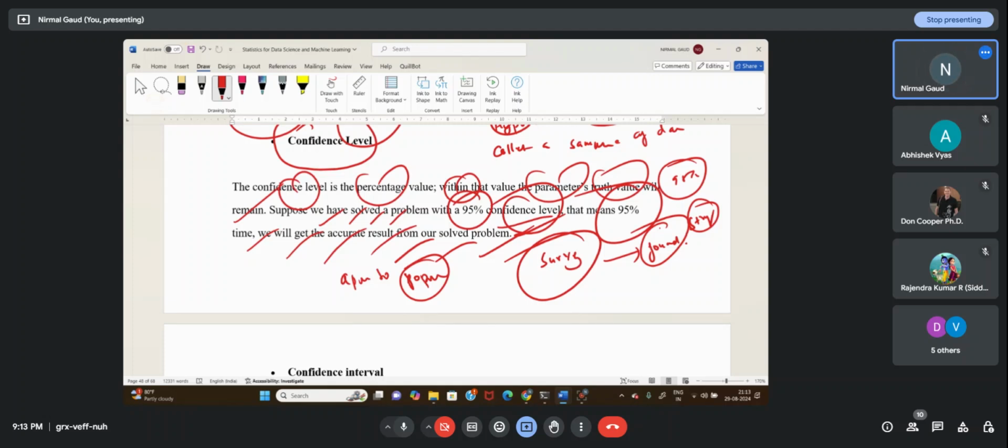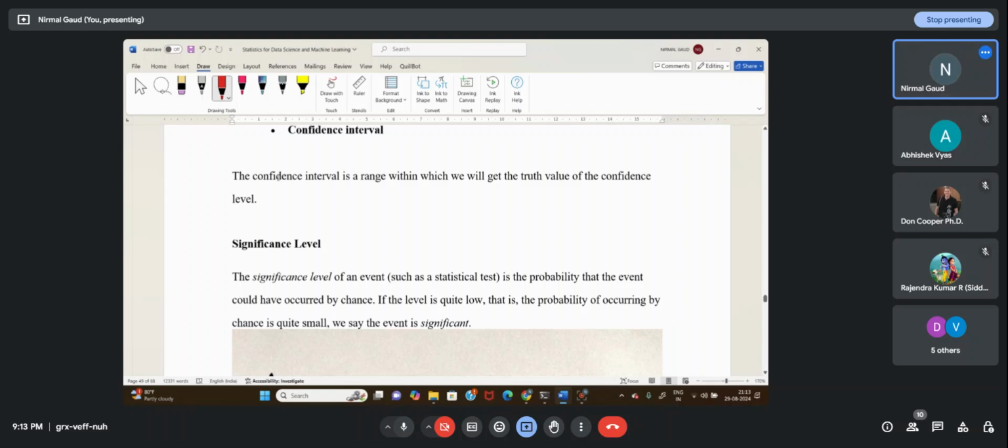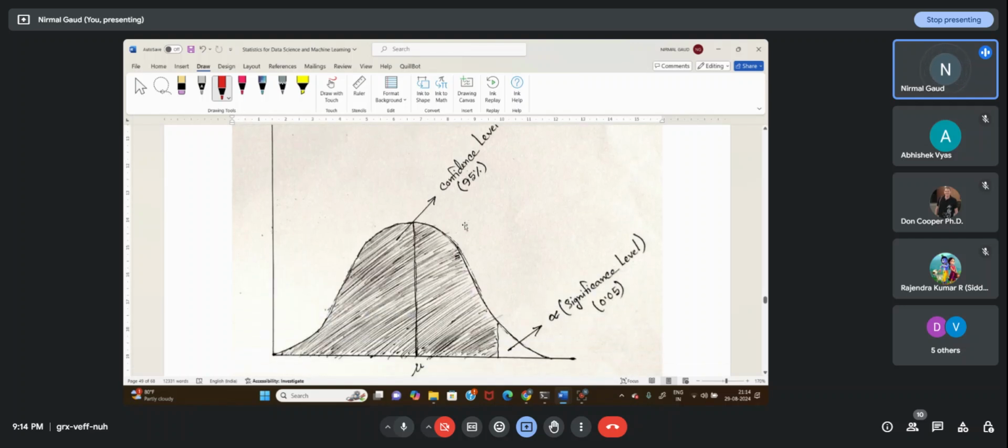Okay, fine. So confidence level, this is confidence interval. The interval, the range in which we will get the true value of confidence. That means the range within which you are going to get the value of the data points, that is the confidence interval. Okay, so this is your confidence level, and this is your significance level.